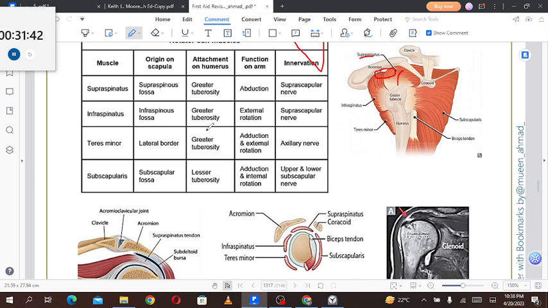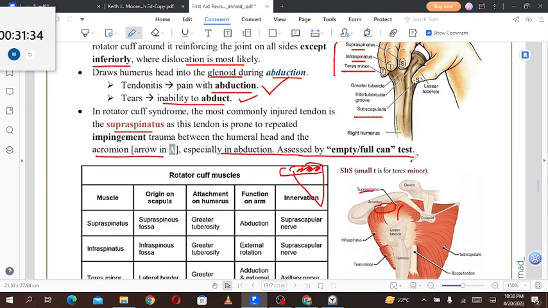I guess there was some description of that in the 100 points, so go check that out. Because there was some maneuver, so if not, check some animation or some video on YouTube, you will find some. But we do the empty or full can test for this one.